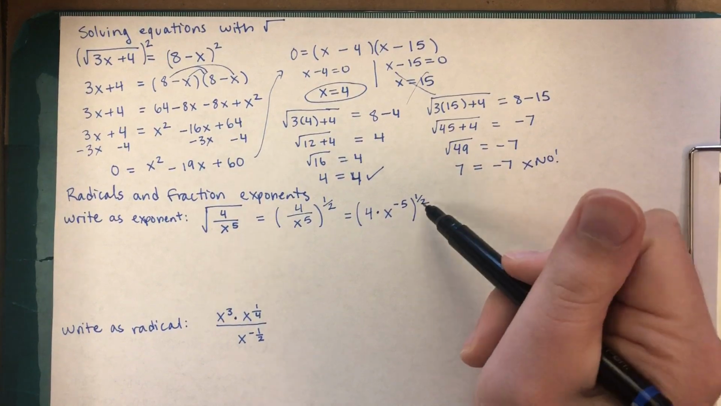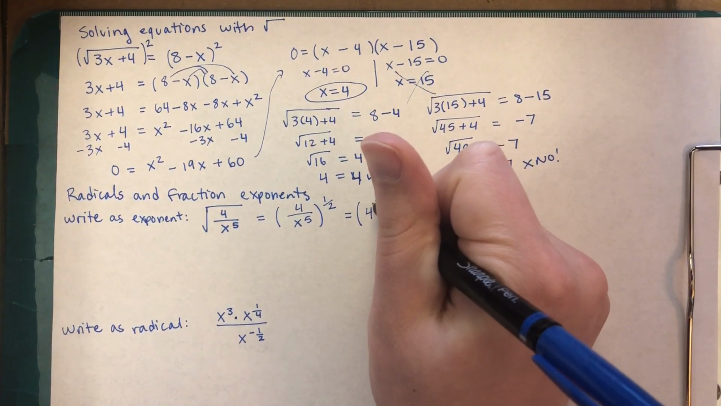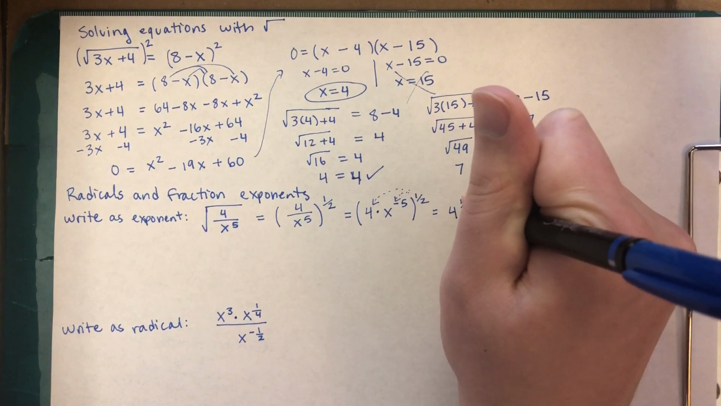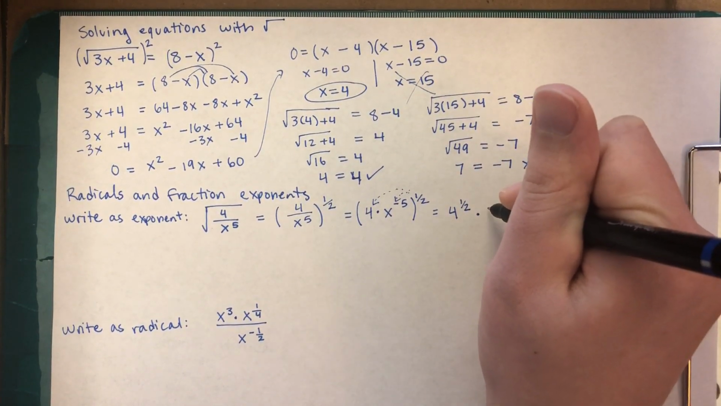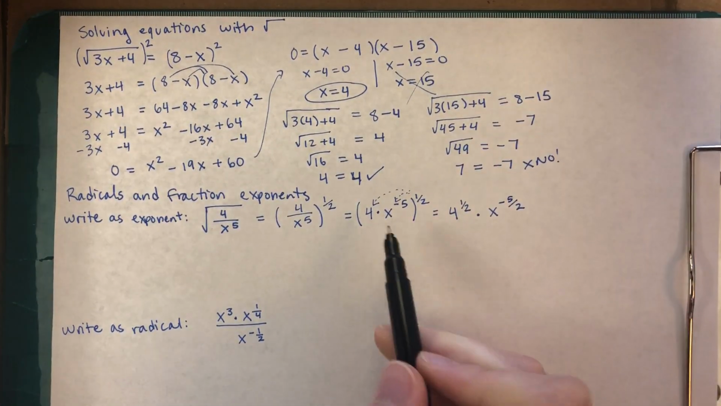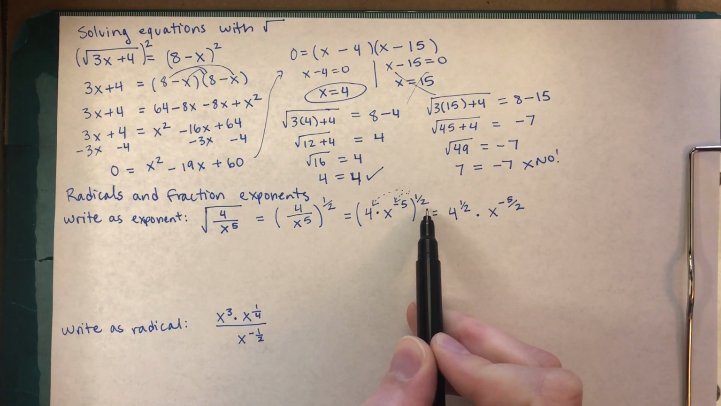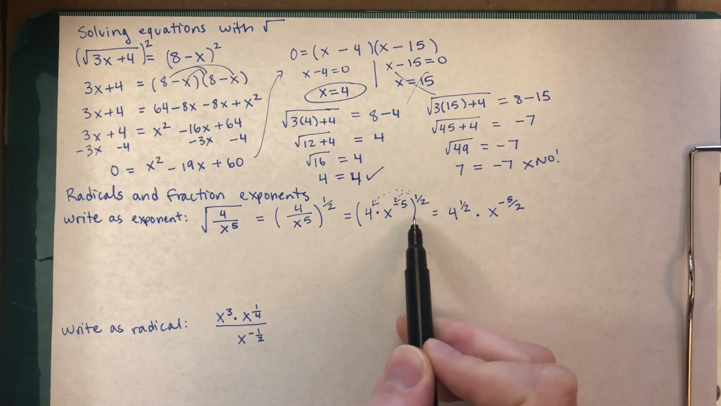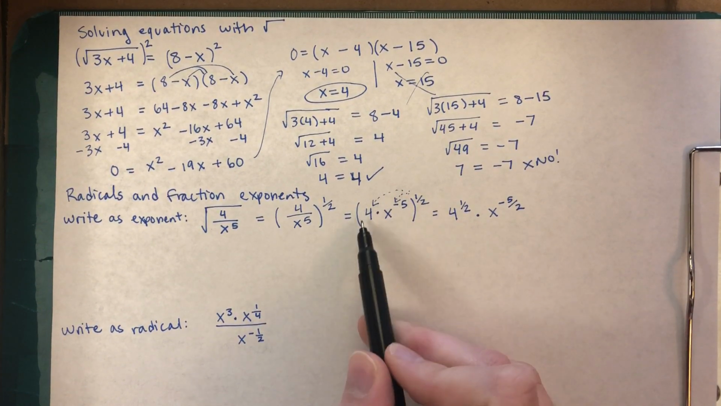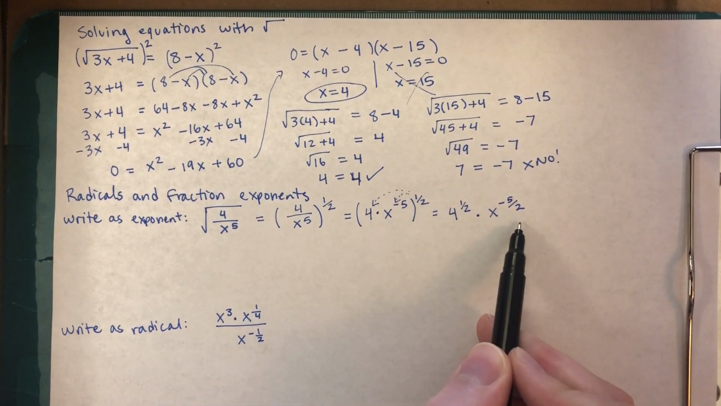And now I can take this exponent and distribute it to the inside. 4 to the 1/2 times x to the negative 5 over 2. I took the 1/2, I put it on the 4, and I also multiplied the exponent on the outside with the inside exponent for x. So when you have an exponent on the outside, anything on the inside gets that exponent, and if it already has an exponent, then the two exponents multiply together.